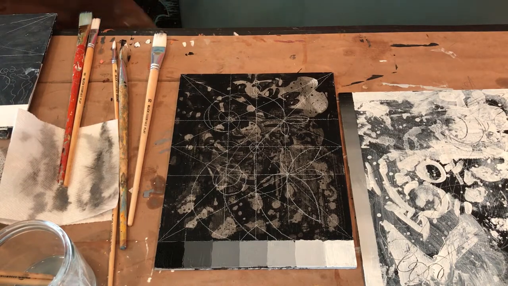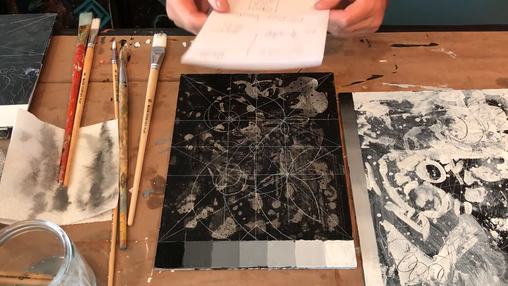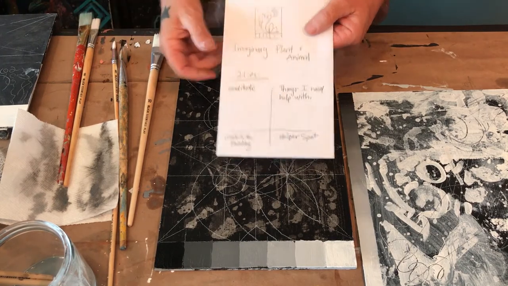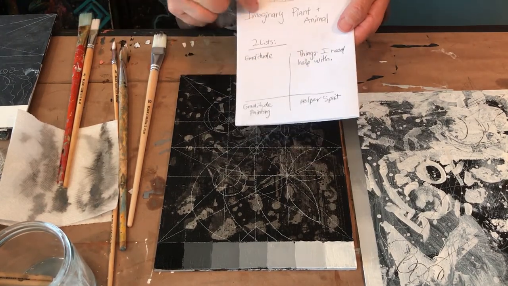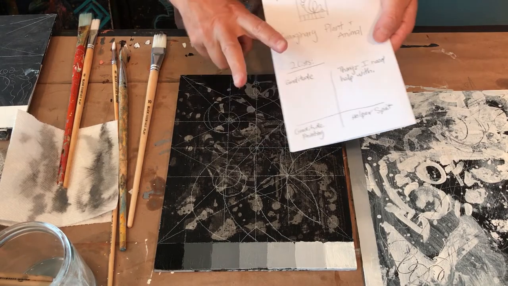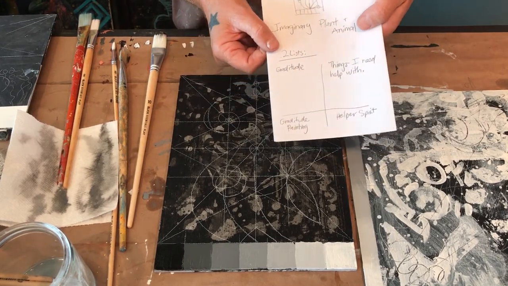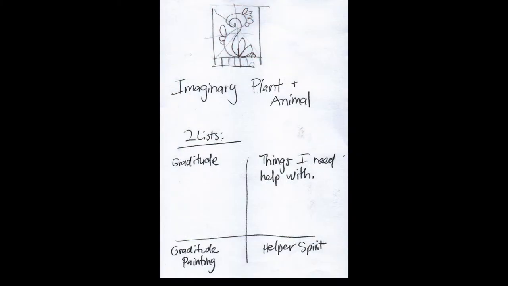So next, what I want you to do is make a list. We're moving into this place of imagination. So we're gonna do an imaginary plant and animal. We've got two paintings for that, and we're gonna make two lists on paper. One list is all the things that you're grateful for. So make a list of everything that you're grateful for.